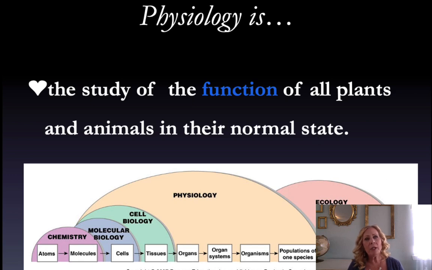And physiology basically is the study of the function of plants and animals in their normal state. So you've taken anatomy already, and what you studied in anatomy was all about form. Physiology is all about function. How do things work? How does the human body work?